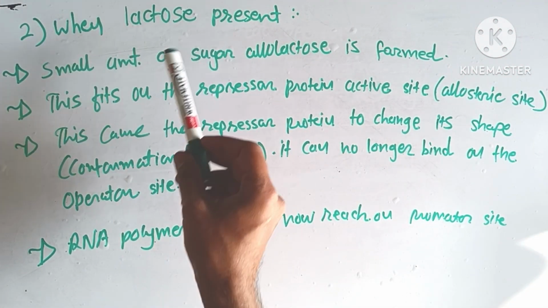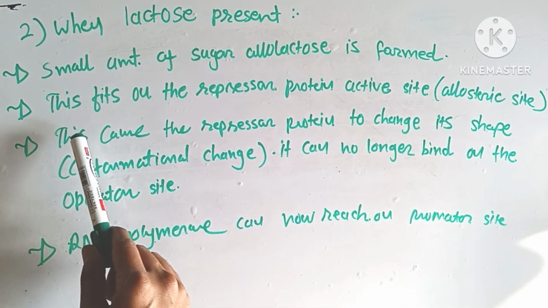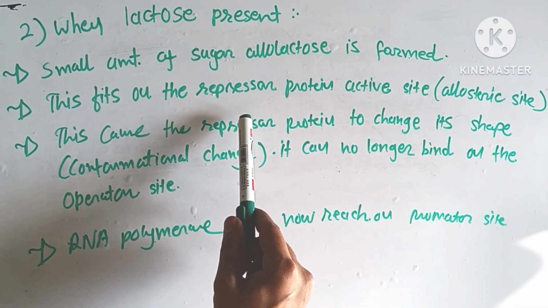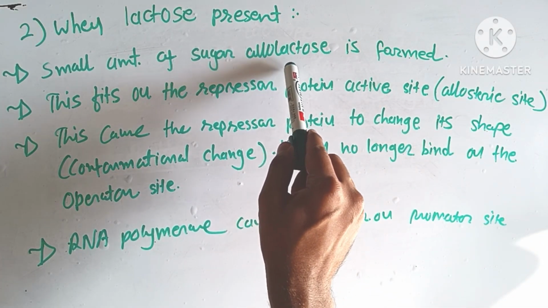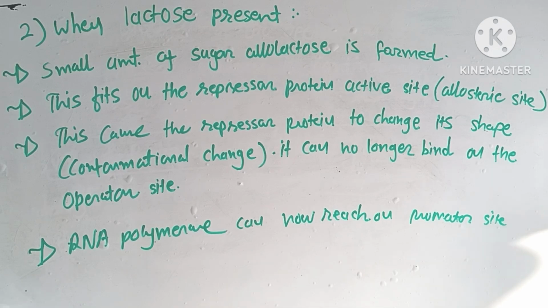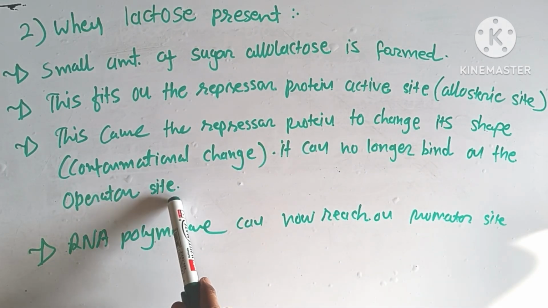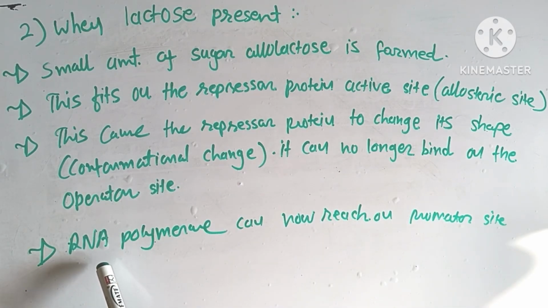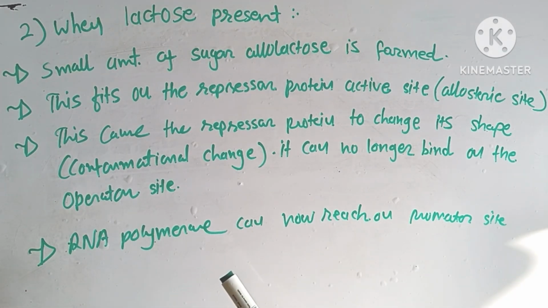Second condition, when lactose is present, as we discussed, a small amount of the sugar allolactose is formed. This binds to the repressor protein. Basically the active site of the repressor protein is also defined as an allosteric site, where this allolactose binds with the repressor protein, and this causes the repressor protein to change its shape, a conformational change, and as a result it no longer binds with the operator site, and RNA polymerase now reaches the promoter site, and mRNA forms and the transcribing process proceeds.